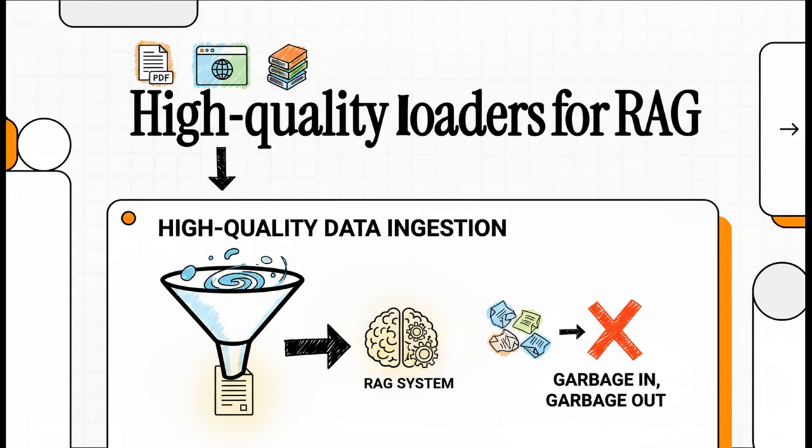If you're building a RAG system, you know the quality of your answers is only as good as the data you feed it. But here's the real question. How do you get that data into the system correctly in the first place? Well, today, we're zeroing in on the most critical piece of the puzzle, the foundation. And it all begins with document loaders.